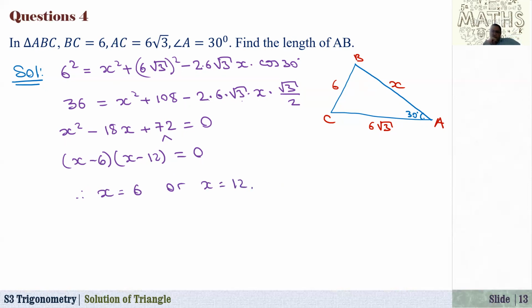If x is equal to 6, the angles should be 30, 30, 120. If x is equal to 12, okay, will there be any contradiction? I don't think so. So the length of AB is equal to 6, or it can be 12.